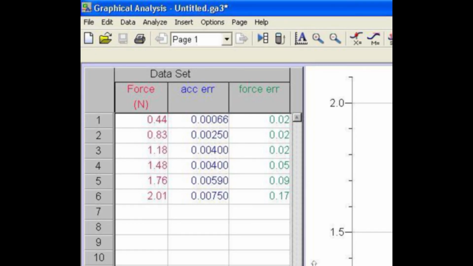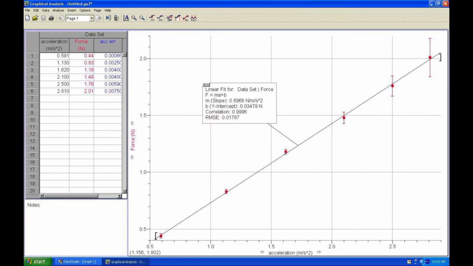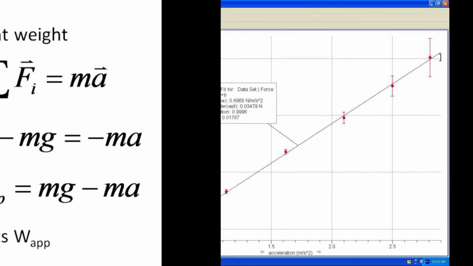Repeat this process to include a column of errors in your force measurements, noted as standard deviations, and change the definition of the force column to include errors from the appropriate column. Now your graph of force versus acceleration includes error bars. Does the best fit straight line fall within the error bars? Which is the larger source of error in this experiment, force or acceleration measurements?